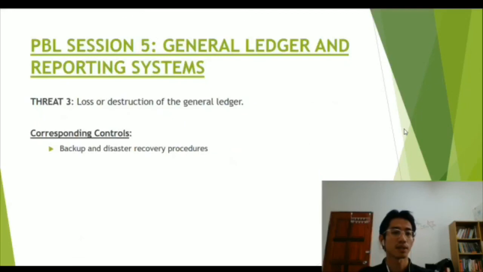Next, threat 3: loss or destruction of the general ledger. The corresponding controls are the same as what I just explained previously: backup and disaster recovery procedures. So that's all for PBL session 5.